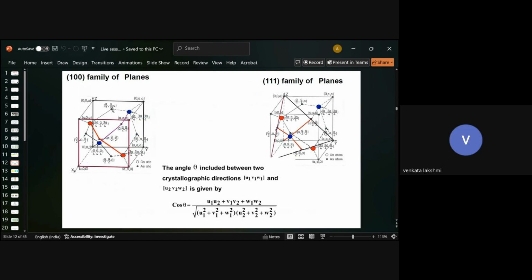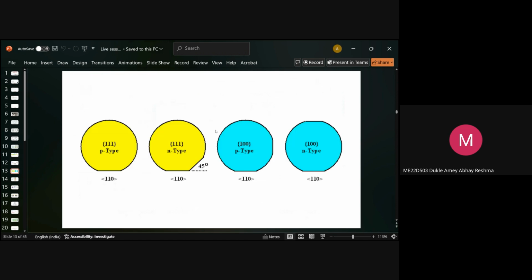Okay, so this is one of the important formulas you need to know to find the angle between crystallographic directions. You need to know the formula for finding the angle between the crystallographic planes. So you have two crystallographic directions, U1 V1 W1 and U2 V2 W2, and you have to find the angle between the two. You use this formula.